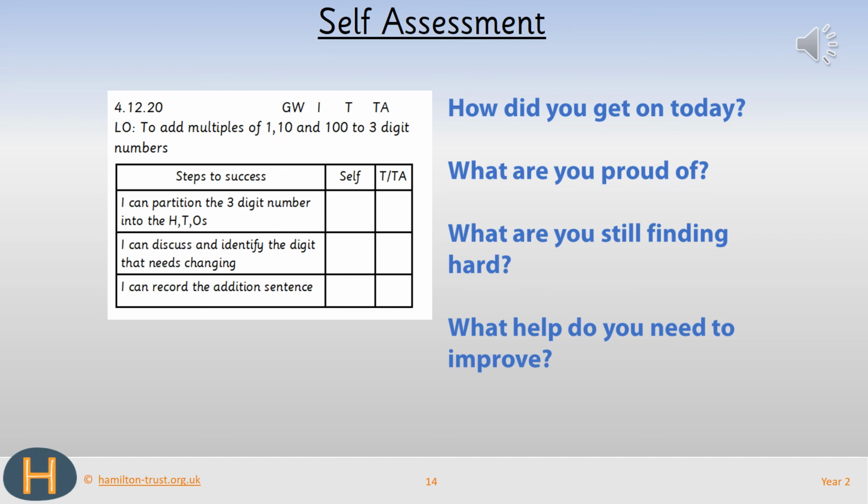I will continue on tomorrow. We are looking at subtraction with multiples of 1, 10 and 100 with 3-digit numbers.